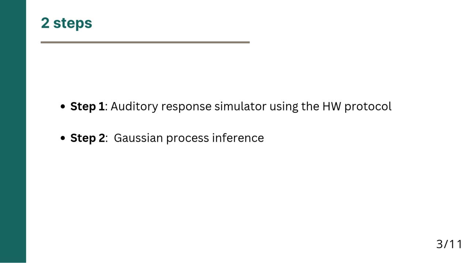Our approach is divided in two main steps. First, we simulate auditory responses using the standard Hughson-Westlake protocol. This simulation mimics how a patient would respond to tone stimuli at different frequencies and intensities following the traditional clinical procedure. In the second step, we apply Gaussian process inference to the collected and unused data. This allows us to reconstruct a continuous audiogram by modeling uncertainty and making predictions across the full frequency range, even in regions where no direct measurements were taken.